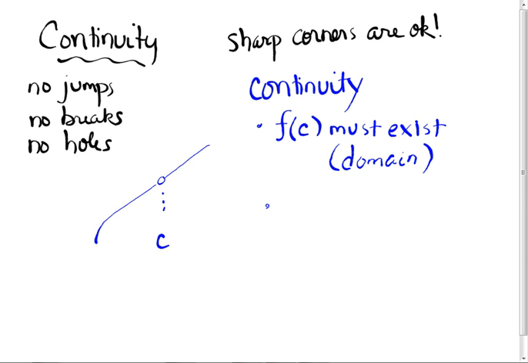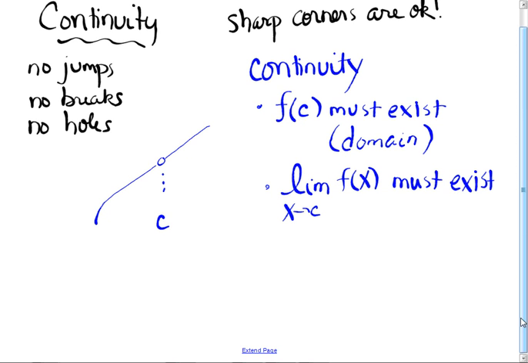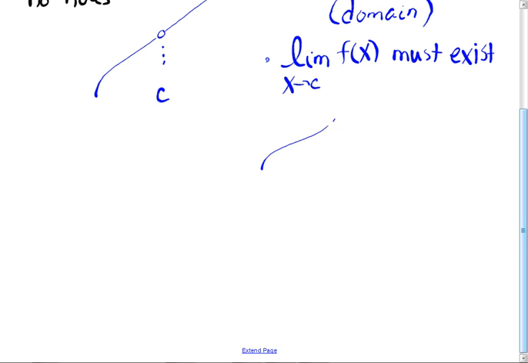Close, but that's the third one. The limit as x approaches c of f of x must exist. So the limit has to exist. Let me draw one where the limit does not exist. What about this guy? F of c exists. But does the limit exist at c? Because the limit from the left and the limit from the right are not equal.